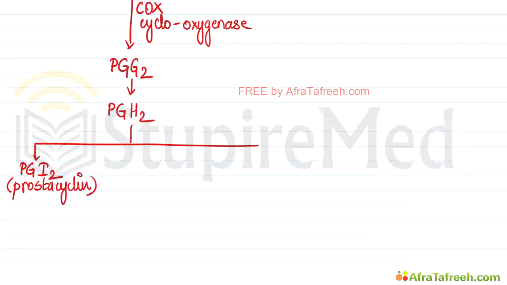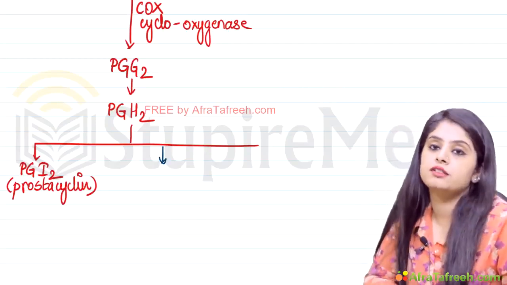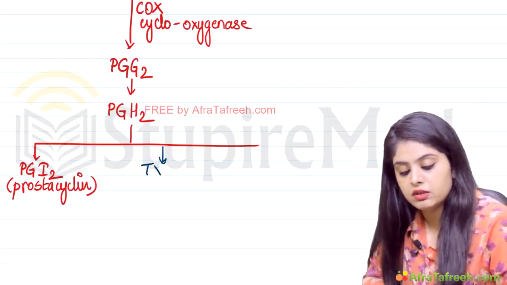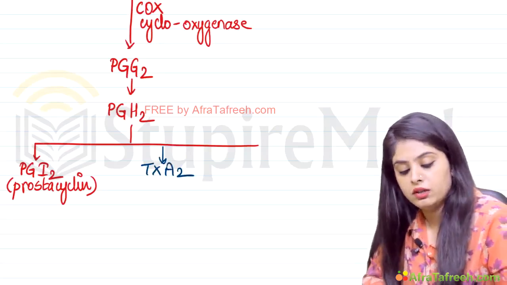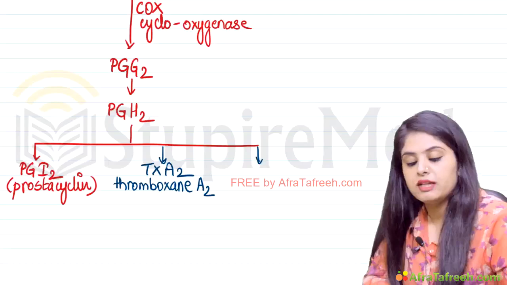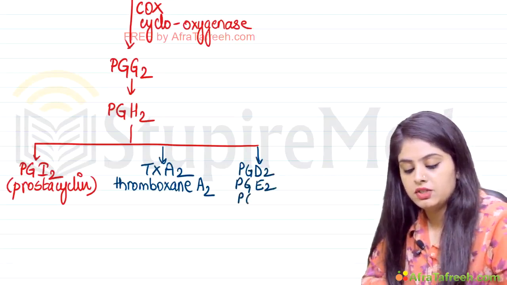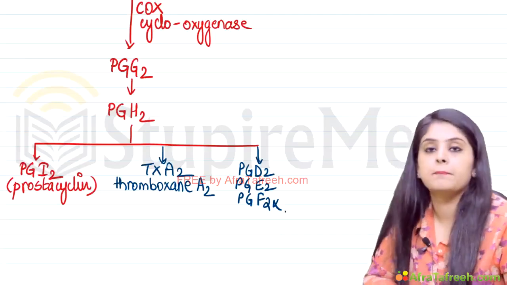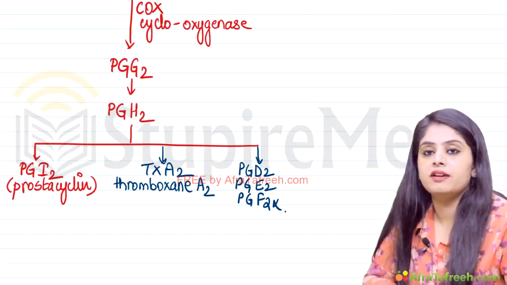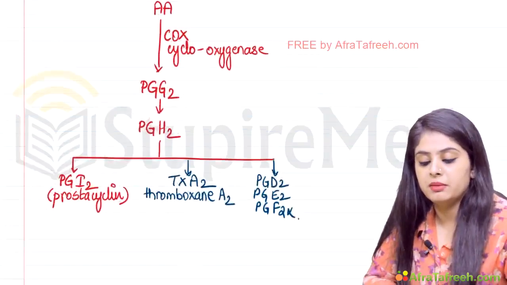prostacyclin. From this PGH2 came PGI2, and from this PGH2 only will come the rest of the molecules. These include TXA2 or thromboxane A2. Also, whatever alphabets were left, like PGD2, PGE2 and PGF2 alpha. So, whatever alphabets were left before that, D, E, F, they are going to come down now. So, this is a brief summary.